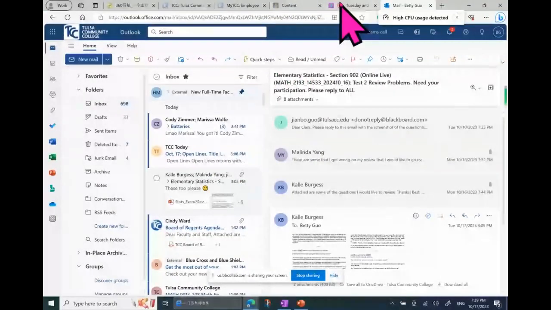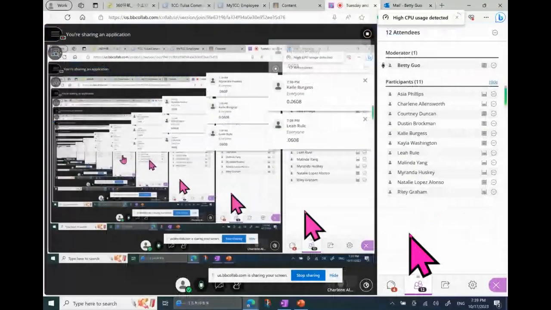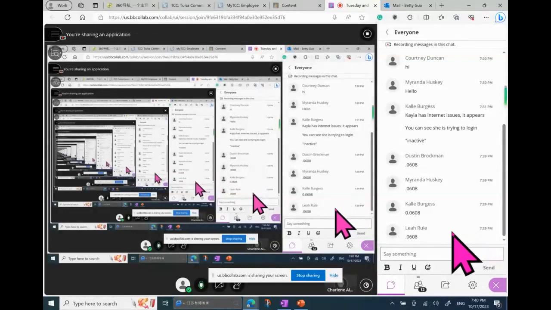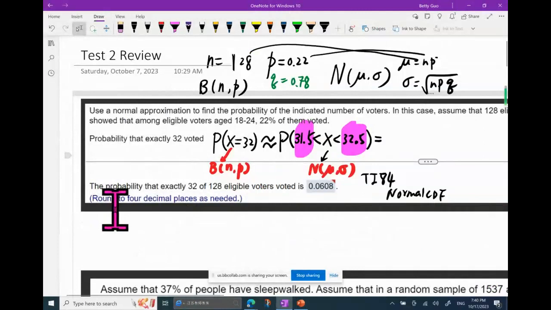On your calculator. Exactly, I have 0.0608131893, a long decimal, right? Then we would have to look at how do we round it. The question says round the probability to 4 decimal places. Since the fifth digit is 1, we round down and we have 0.0608.